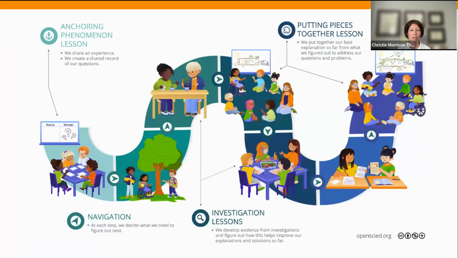As we walk through Unit 1.3, we will highlight how each part of the OpenSciEd instructional model is used to support student sense making. This model follows a pathway that begins with an anchoring phenomenon, followed by investigation lessons where students gather evidence to figure things out, and then putting the pieces together opportunities to help students synthesize what they have learned so far. In Unit 1.3, there are putting pieces together lessons in Lesson 5, midway, as well as Lesson 7 and Lesson 10. This design supports students in figuring out 3 related but distinct lesson set questions.